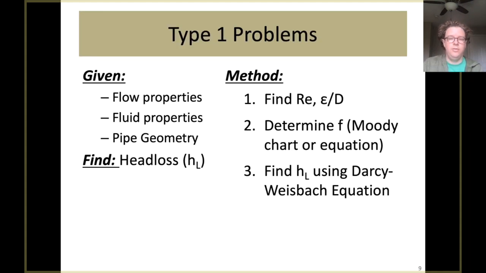So the general setup for a type 1 problem is this. You know something about the flow, so probably the flow rate or the velocity. You know the fluid properties, so density and viscosity, and you know something about the pipe geometry, meaning the diameter and the roughness. What kind of pipe is it? And so the head loss is what you don't know. And the methodology, the right-hand side of the screen, is more straightforward here. Find your Reynolds number and your relative roughness. Use the Moody diagram or one of the equations to find your friction factor. And you can calculate your head loss straight away. So let's see this in practice.